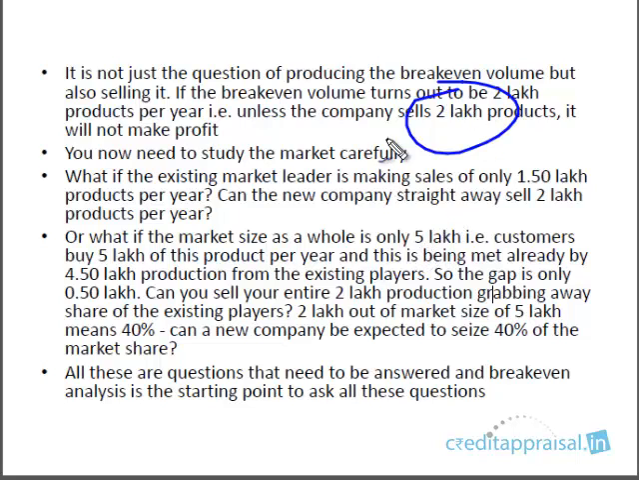Say for example in this particular industry in which the company is operating, the market leader is making sales of only 1.5 lakhs per year. Now, can this new company straight away sell 2 lakh units? Or take for example the market as a whole, the size of the industry, is 5 lakhs. Out of this, the existing players are already meeting 4.5 lakhs. So the gap is only 50,000. But this company is planning to sell 2 lakhs.